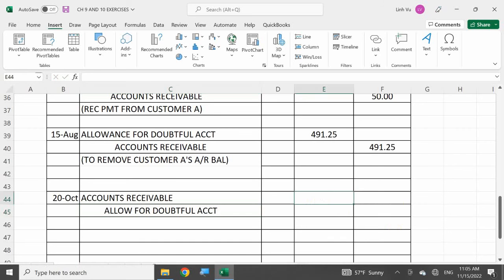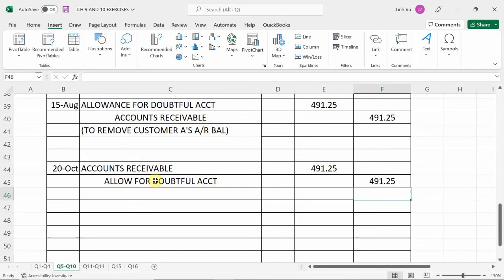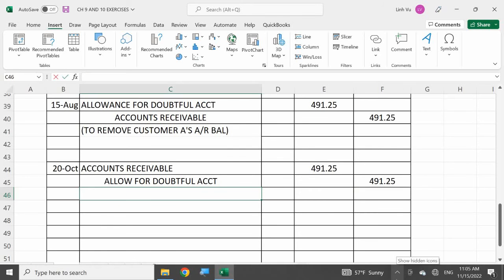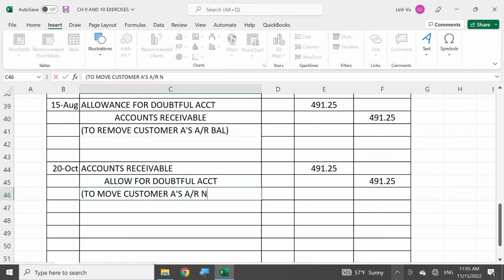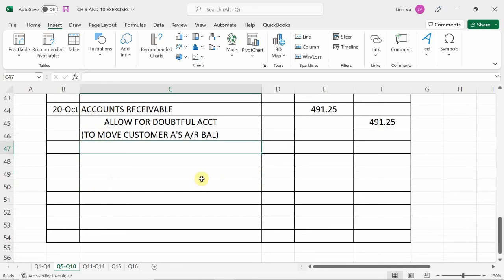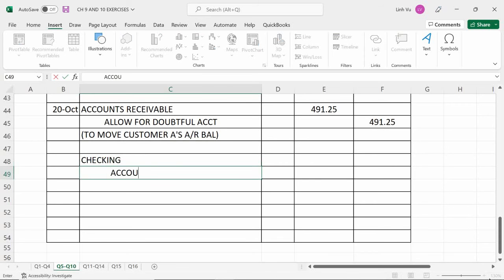You're going to reverse this transaction, and then you're going to, for the $491.25, I'm going to go ahead and identify here my journal is to move customer A's accounts receivable balance. And then now that she's active again, you can record your payment. Record that you received another check and that it's going to end up reducing the accounts receivable.